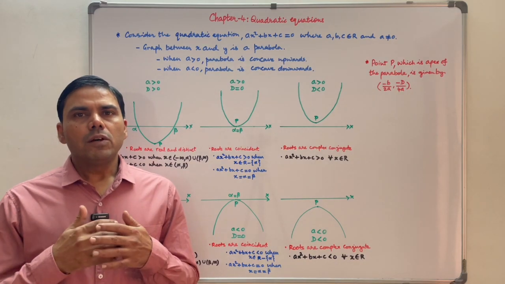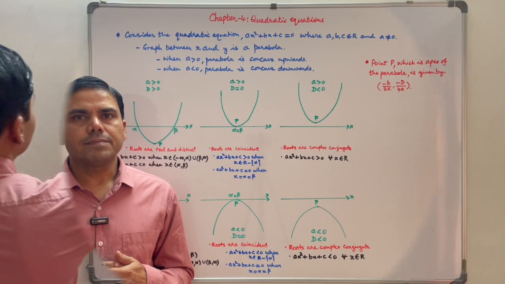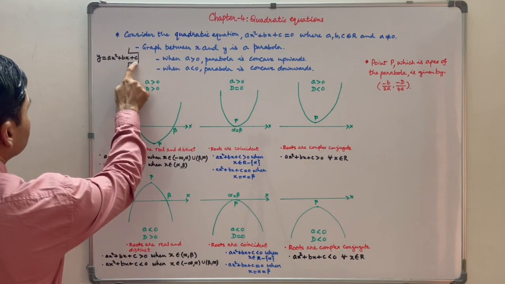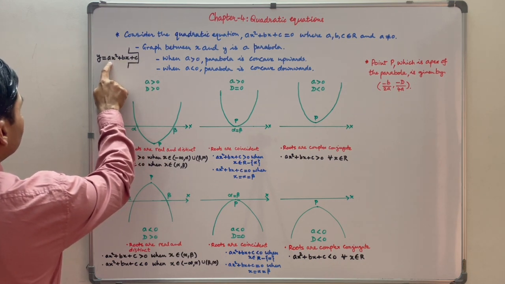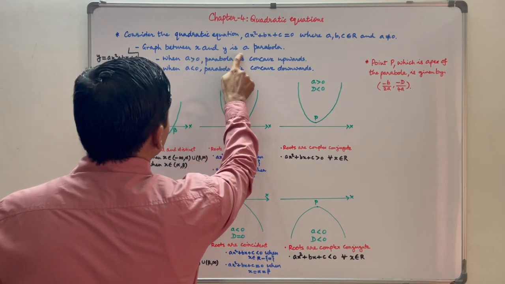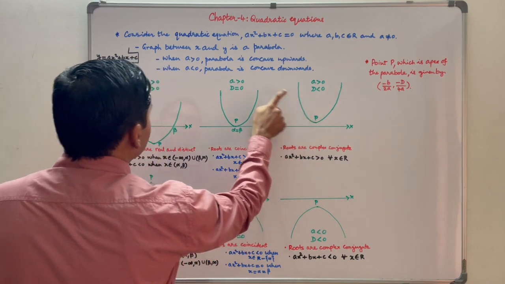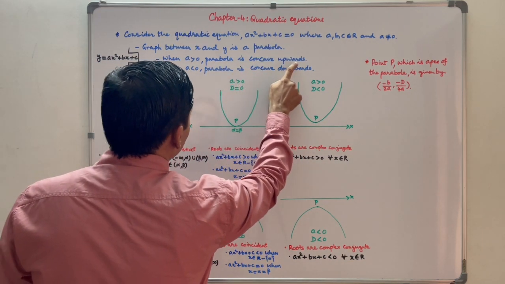Hello children, now let us see the graphs of a quadratic expression in different conditions. Suppose y is equal to ax square plus bx plus c, where a, b, c are real and a is not equal to 0. Then the graph between x and y is a parabola. In figure 1, 2 and 3, a is greater than 0 and the parabola is called concave upwards.